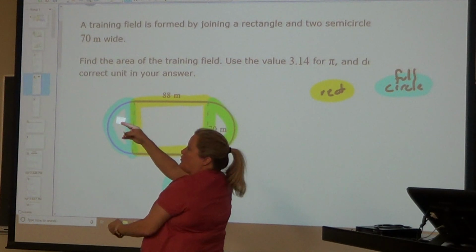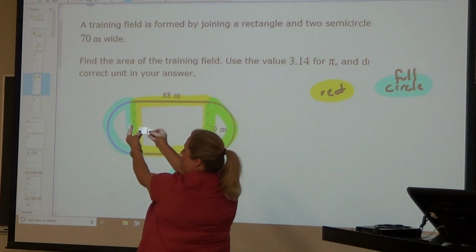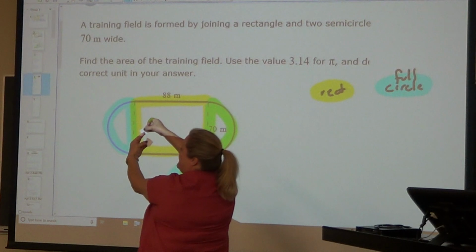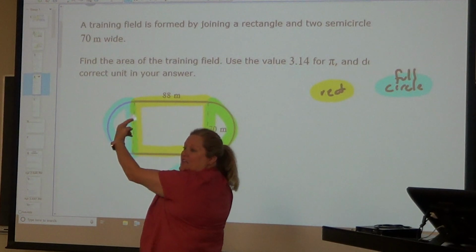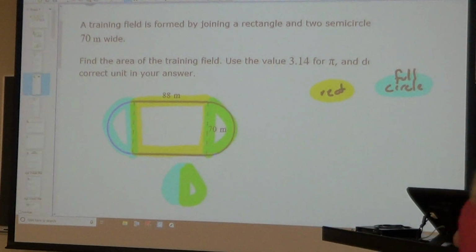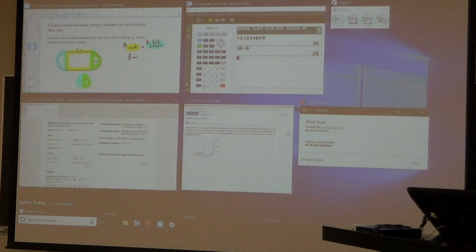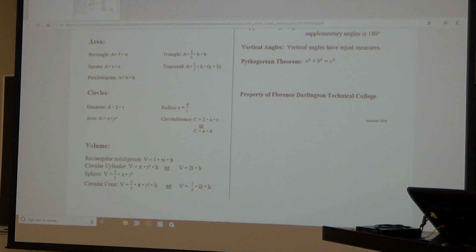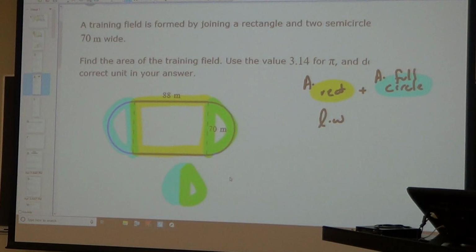So this is gonna be a rectangle plus a full circle, because if you take the two pieces on either end and put those together, that makes a circle. Are we good? So it's a rectangle plus a full circle. Now, because we're doing area, this is length times width. And if I go to my formula sheet for just a second, the area for a circle is pi r squared. Right there, circle's area is pi r squared.